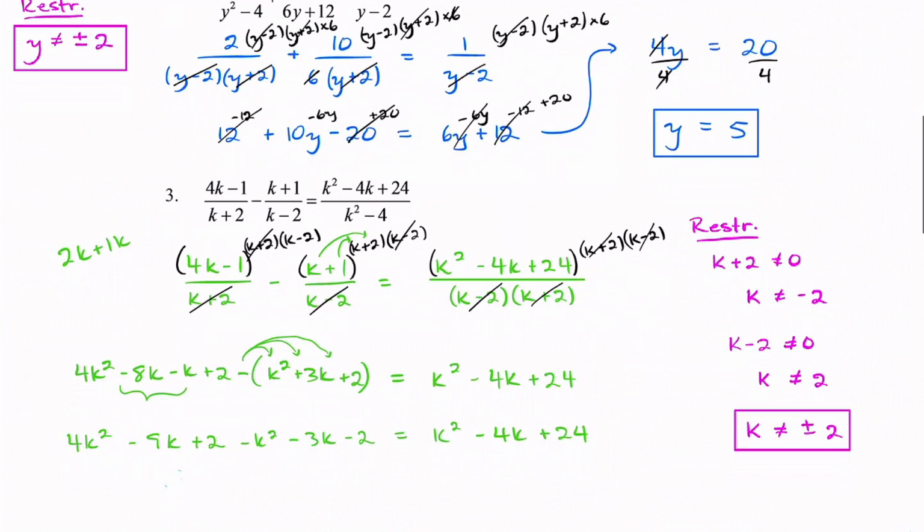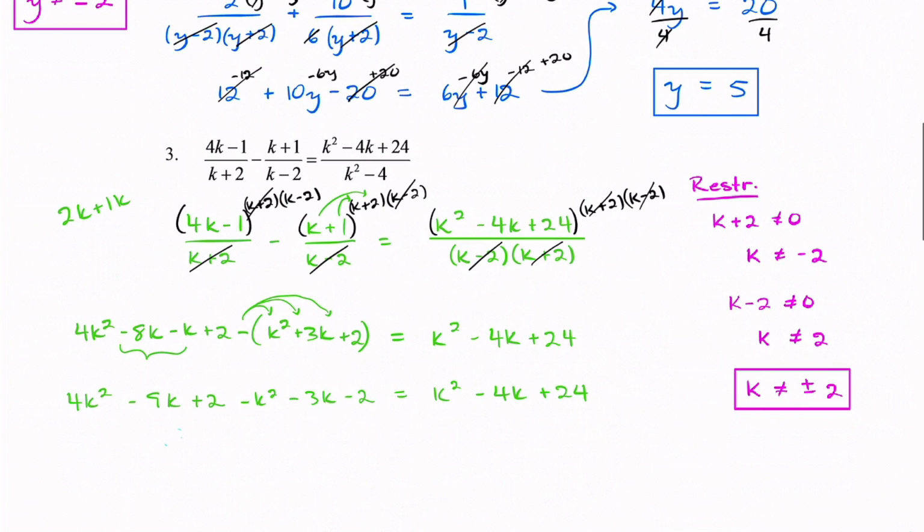So at this point now, I'm going to start to move everything all onto one side. So I'm going to minus k squared, I'm going to add a 4k, and I'm going to subtract a 24. And I'll do the same on this side. So minus the k squared, plus a 4k, and then minus a 24.